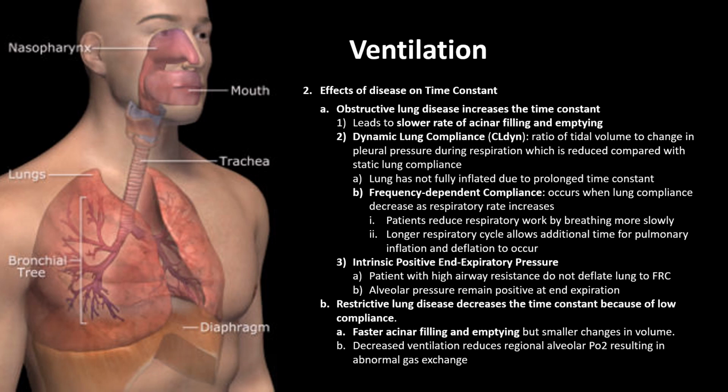Now, intrinsic positive end-expiratory pressure. Patients with high airway resistance do not deflate the lung to functional residual capacity. Alveolar pressure remains positive at end expiration. It enhances the gradient for expiratory airflow. Now, restrictive lung disease decreases the time constant because of low compliance. This leads to a faster rate of acinar filling and emptying, but they undergo smaller changes in volume than normal. The decreased ventilation reduces regional alveolar PO2, resulting in abnormal gas exchange.